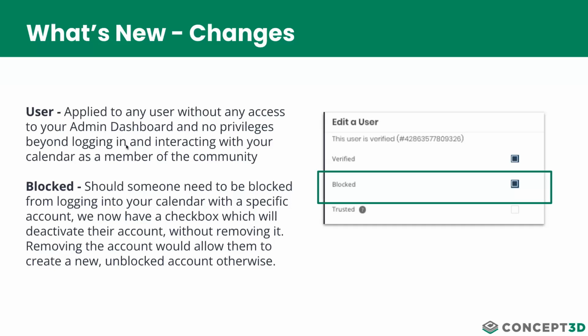I say that to say this, as previously that was the way you were able to block a user using Localist. Now, we did not have a traditional block feature for people that might lose privilege to log into your calendar and participate. That's no longer the case. Should someone need to be blocked from logging into your calendar from a specific account, we now have a checkbox on that account which will deactivate and prevent them from logging in again without removing it. Simply removing the account would then just allow them to create a new unblocked account otherwise. So now you'll be able to for sure block a user.